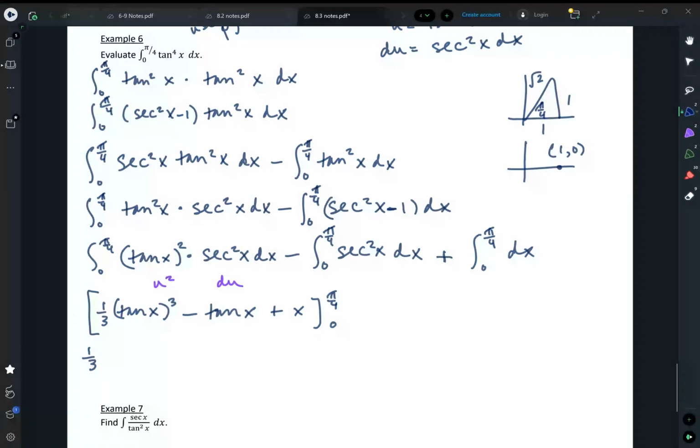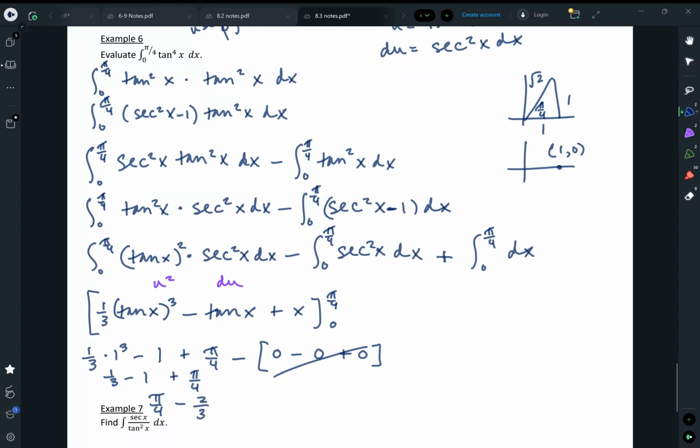Let's see, tangent of pi over 4, we said, was 1. So 1 to the third. Tangent of pi over 4 is just a 1, so I don't need to write tangent. I can just write 1 minus 1 plus pi over 4, minus, then we're going to plug in the 0. 1/3, tangent of 0 is just 0. So that's going to be a 0. Tangent of 0, 0 again, plus 0, like that whole thing just is a 0. So let's see, we have 1/3 minus 1 plus pi over 4. So basically just pi over 4 minus 2/3.